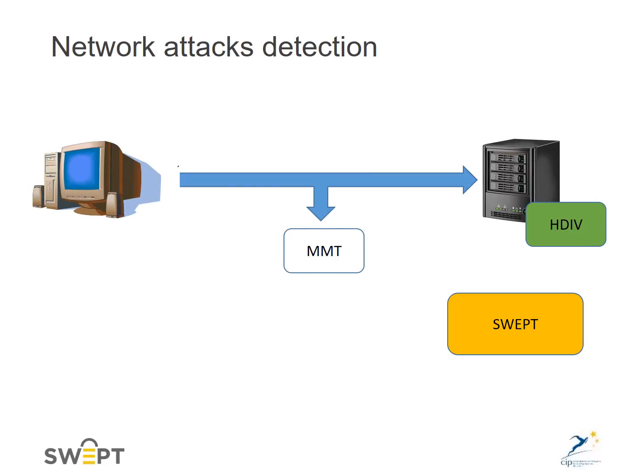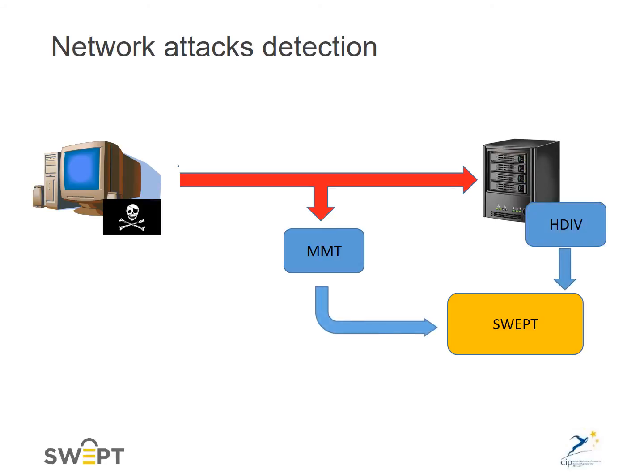Similarly, on the network level, any attacks which are performed by the hacker on the left have to go through MMT at the network level and can also then pass through to HDIV afterwards. And any attacks that are deemed at the network level by MMT to be malicious are not only blocked, but then also reported to the Swept detection service. As you see there, the application attack and network attack is blocked.